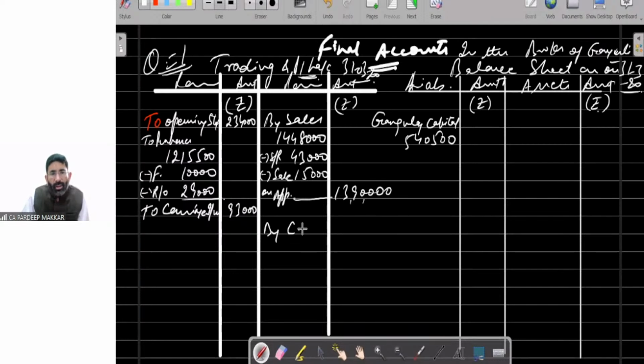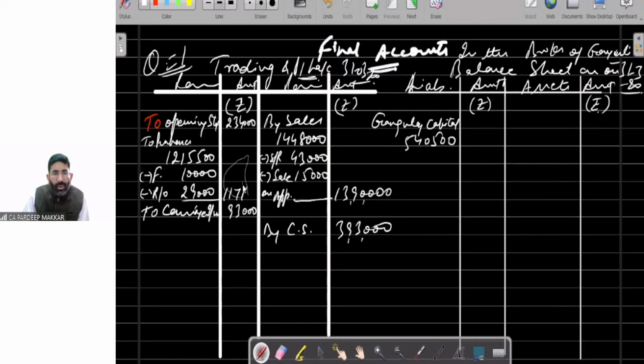That will be by closing stock. So closing stock he has already mentioned, it is 3,93,000, given in the first adjustment. This includes goods with customer of 15,000. So it should be included and it has been included, so there's no worry. It is 11,76,500. Thanks to Swati who has sent it. 11,76,500.